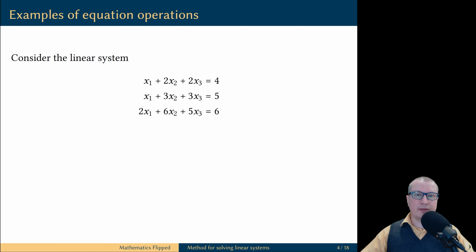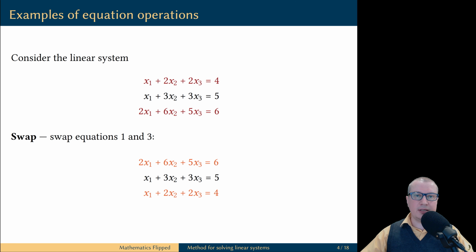Let me illustrate these operations. We have a linear system with three equations in three variables. First, let's swap equations 1 and 3. So we take these two equations and we simply interchange their position in the system. This may look stupid. Why would you want to swap equations in a system? Because it doesn't really change anything. But this operation is useful for our future development of an algorithm that will solve any linear system.